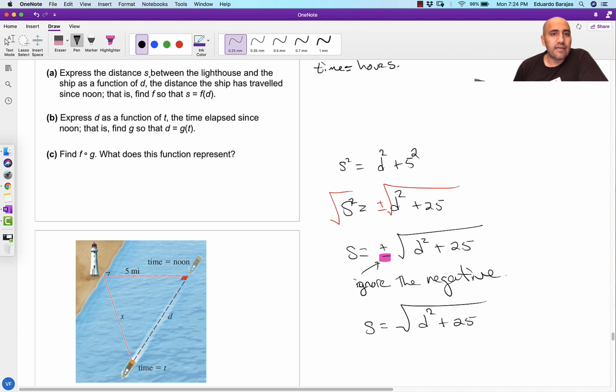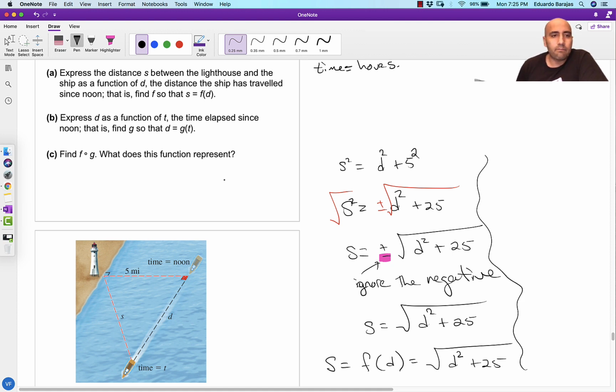Express the distance s between the lighthouse and the ship as a function of d, the distance the ship has traveled since noon. That is, find f so that s equals f of d. So that distance s can now be described as a function, f of d, where the input is d, and that's equal to the square root of d squared plus 25. So that takes care of A. Now let's look at B.